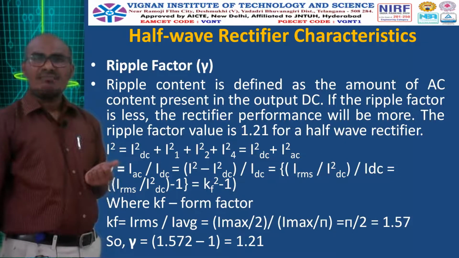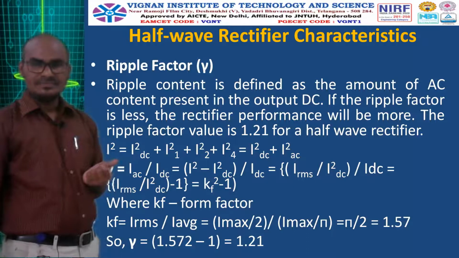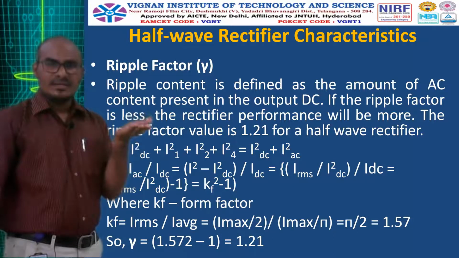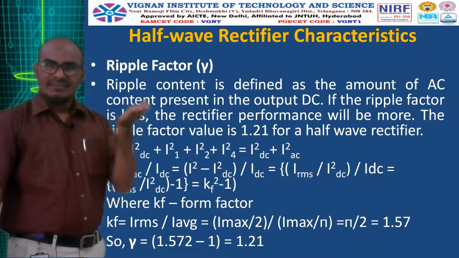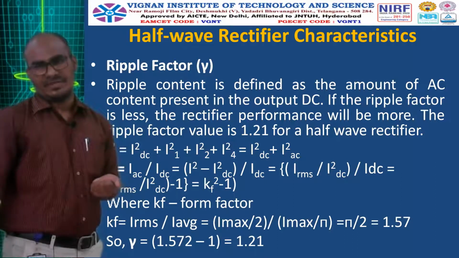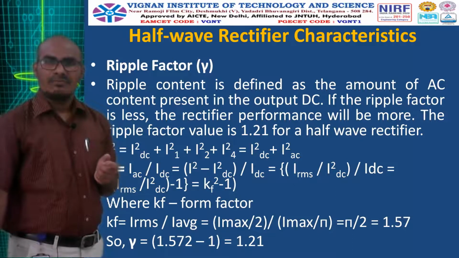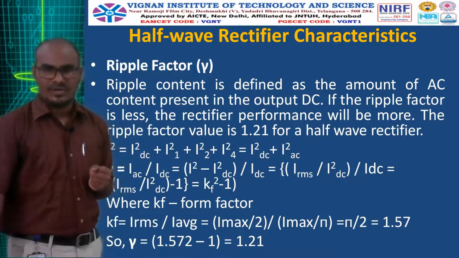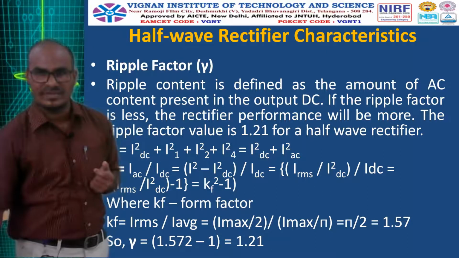So for a half wave rectifier it is 1.21. If it is more, it means the rectifier has not done its job. If it is a lower value, it means the rectifier has done its job in a better way. So for a half wave rectifier it is 1.21 and for a full wave rectifier it is 0.48. I will derive it in the class, don't worry about this.